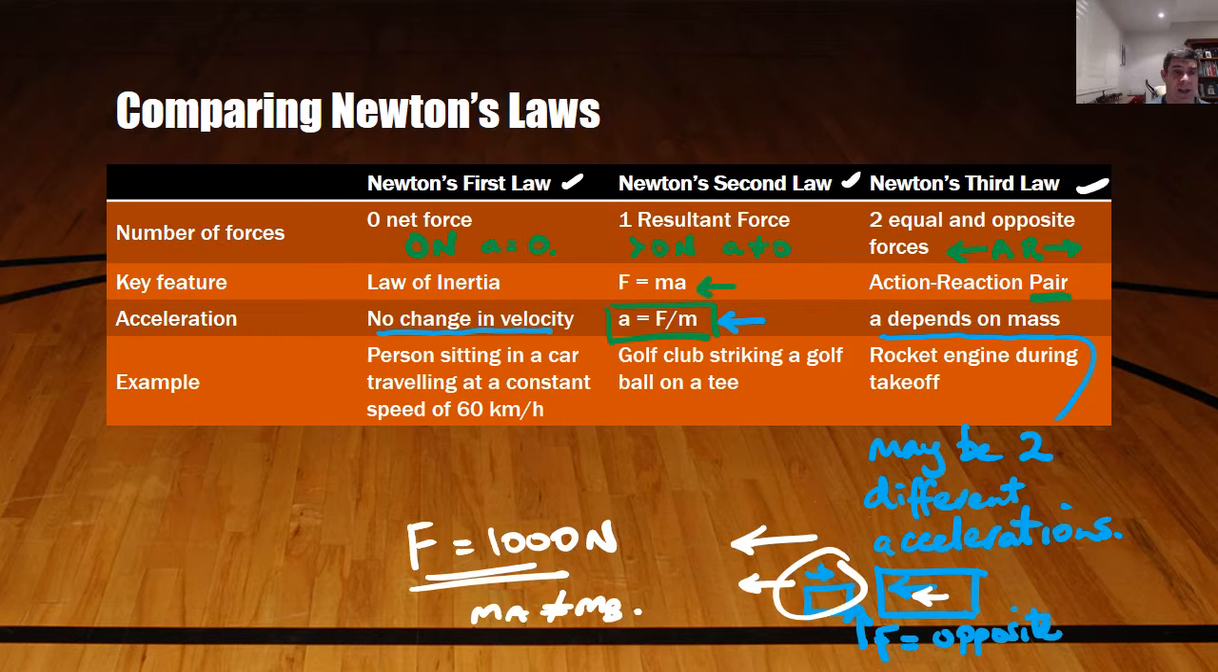So we've got a couple of examples here to look at. A person sitting in a car traveling at a constant speed would be an example of Newton's first law. A golf club striking a golf ball on a tee would be an example of acceleration due to the application of a force. And a rocket engine during takeoff is an example of an action-reaction pair.